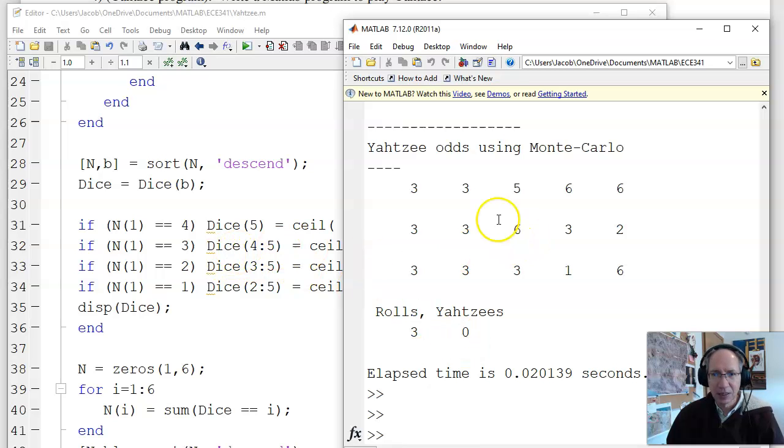This is my first roll. I got 2 3s, a 5, and 2 6s. I then kept the 2 3s and re-rolled the last 3 dice. Gave me 3 3s, keep the 3 3s, re-roll them, and it didn't get a Yahtzee.